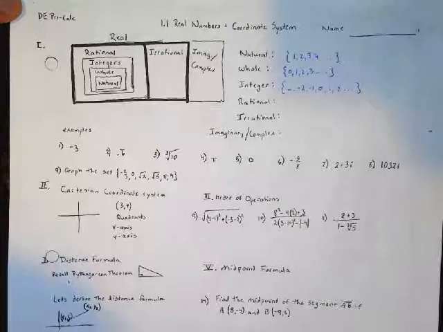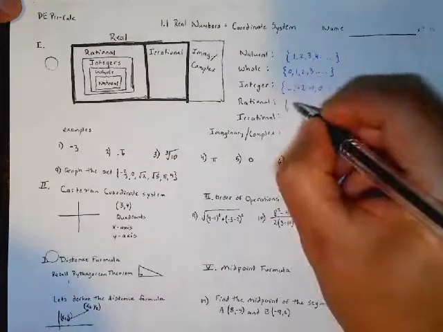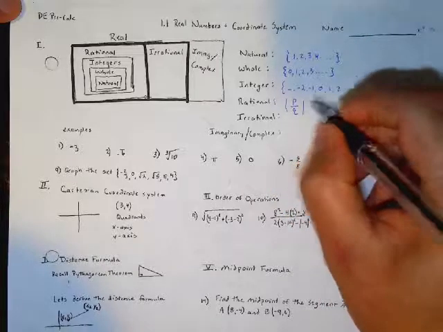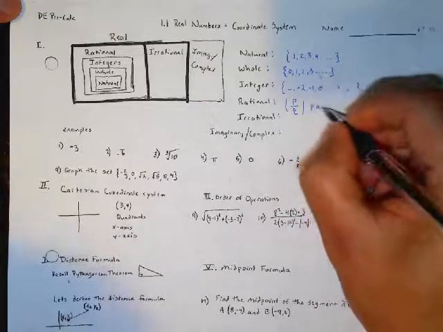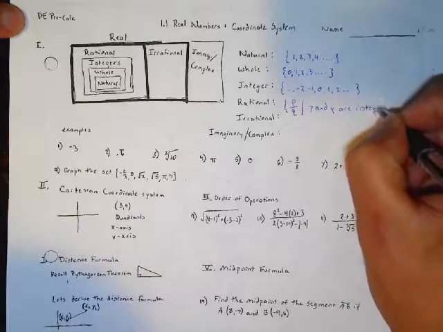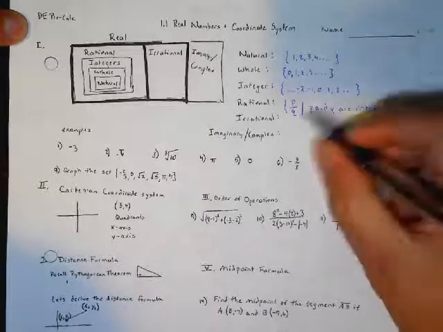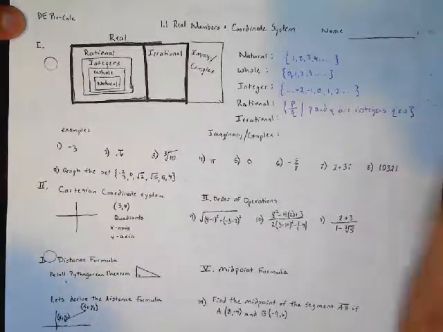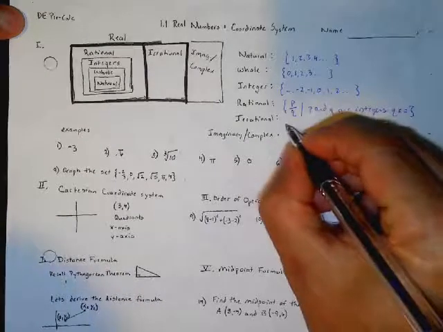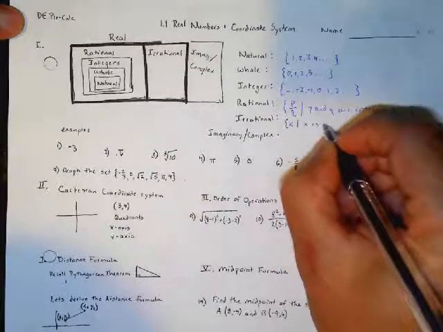Those are the integers. Our rational numbers are basically any number that can be written as a fraction. So we have any number p over q such that p and q are integers. And you also know that q can't equal 0 because you can't divide by 0. So basically anything that can be written as a fraction is a rational number. An irrational number is x such that x is not rational.